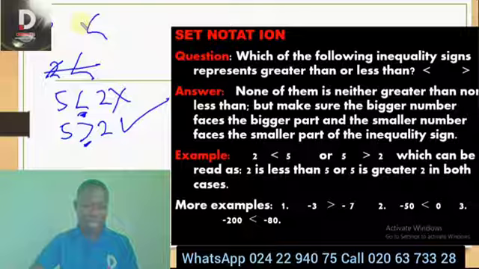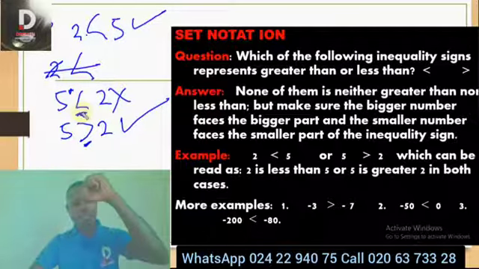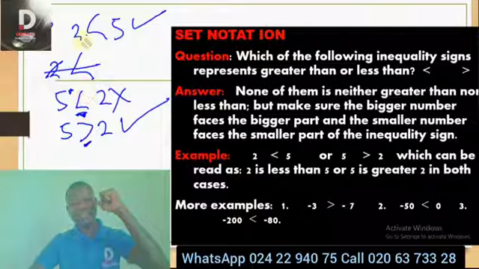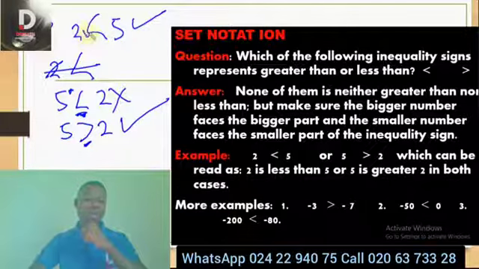Now I'm picking the same symbol. I'm changing the position of these numbers, right? I'm bringing the 2 here, bringing the 5 here. This is correct because we say 2 is less than 5. It's correct. But here we couldn't say it. So it's not a matter of the sign per se, but it is the position of the numbers against the signs. Now, always make sure the smaller number faces the smaller part.